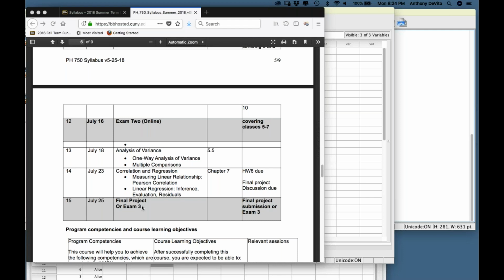And that means you don't have to take exam three. The reason why I like that is because it gives you an opportunity to really apply these tests the way that you would apply them if you were an actual researcher gathering the data and then being faced with how you're going to analyze it.